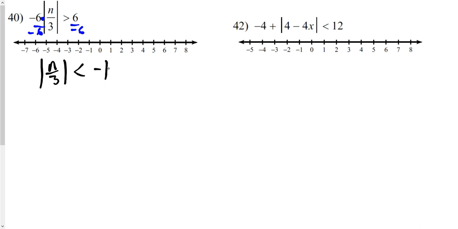Now, whenever you get a negative on the right-hand side with your absolute value on the other side, you need to stop and think. Remember, absolute value is always positive. The right side is a negative. So the question is, is a positive less than a negative? Well, you should know a positive is never less than a negative, so it's no solution.